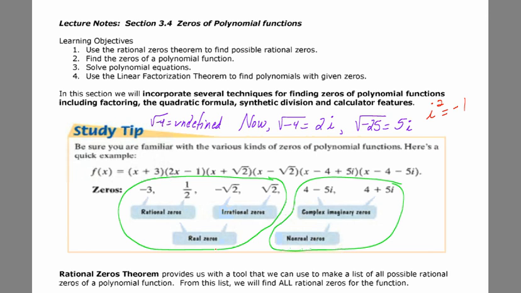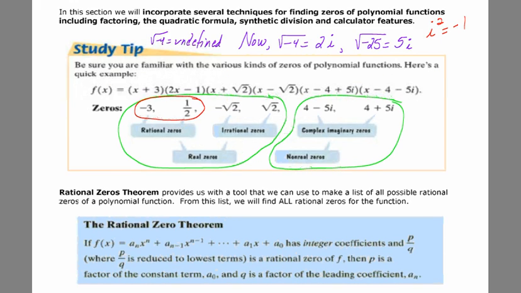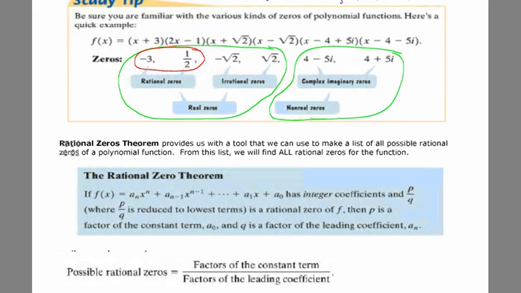The first thing we're going to look at is the rational zeros theorem, something that will help us determine these guys right here. Let's take a look at it. It's going to be a tool that we can use to make a list of possible rational zeros. It's not going to just give us what the zeros are, it's going to be a list of possible zeros. And from that list we have to determine which ones in that list are actually our zeros.